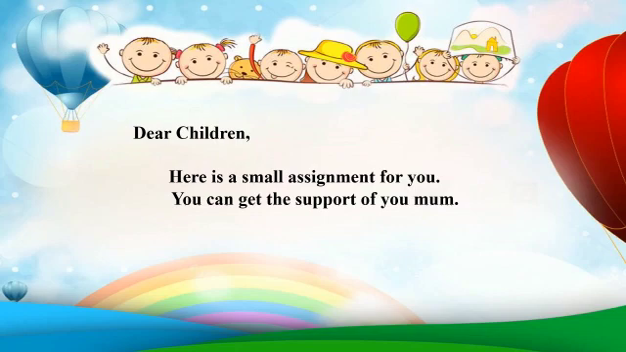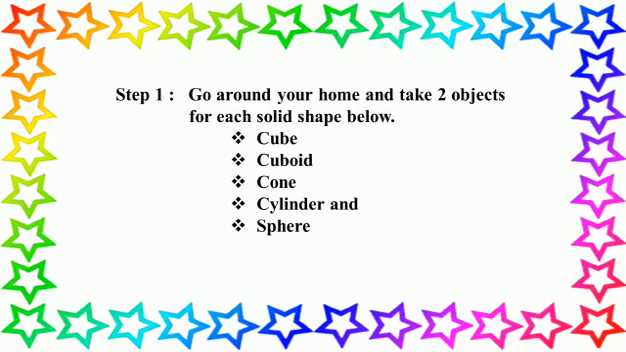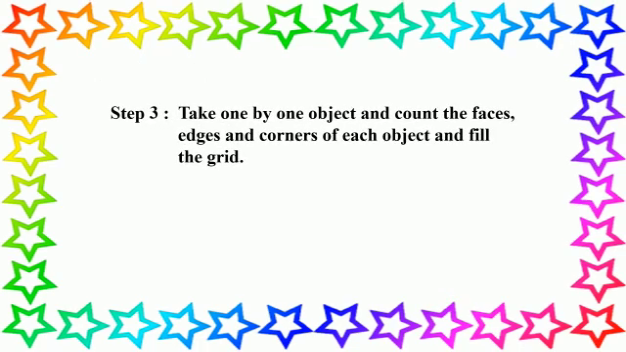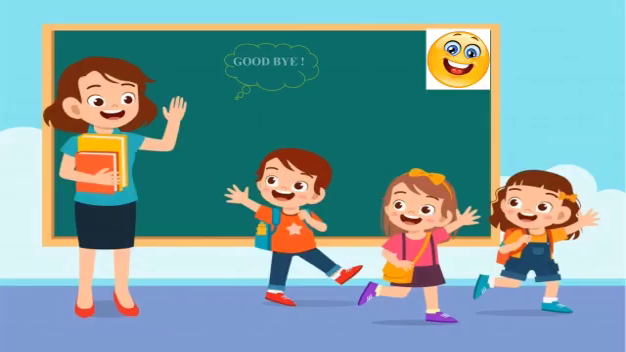Dear children, here is a small assignment for you. You can get the support of your mom. Step 1. Go around your home and take two objects for each solid shape below: cube, cuboid, cone, cylinder, and sphere. Step 2. Make a grid like this. Step 3. Take one object at a time, count the faces, edges, and corners of each object, and fill the grid. Goodbye, children.